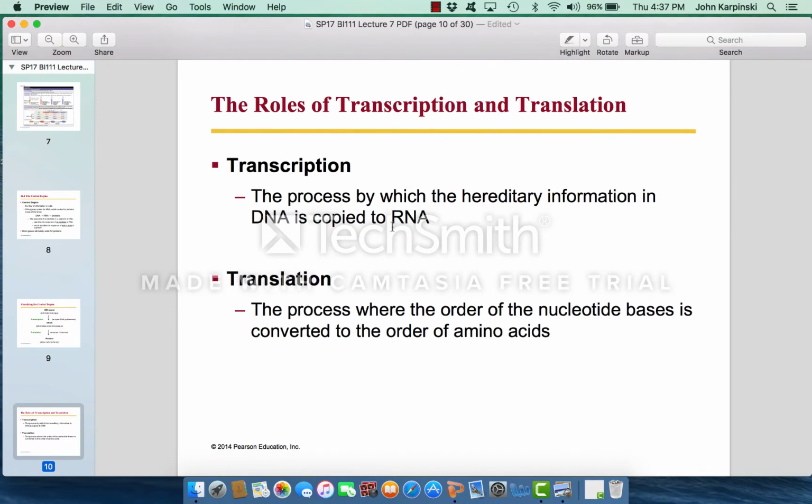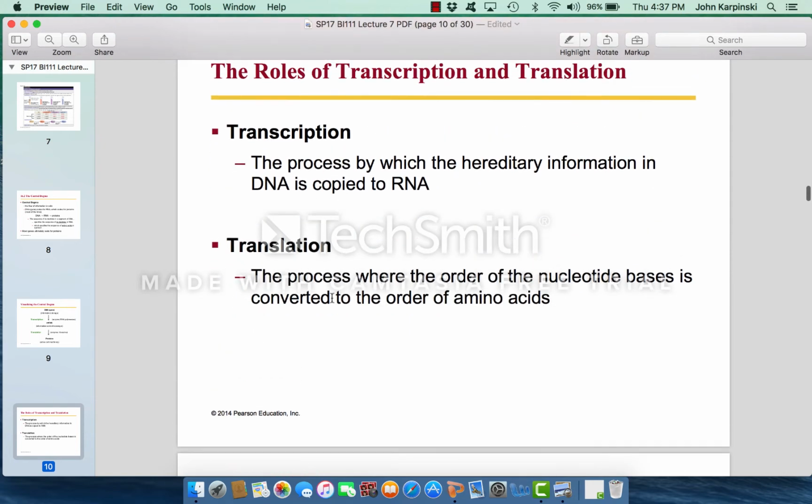So here, I already just said these definitions, but here is another way of stating transcription: the process by which hereditary information in DNA is copied to RNA, and then translation, the process in which the order of the nucleotide bases is converted to the order of amino acids.